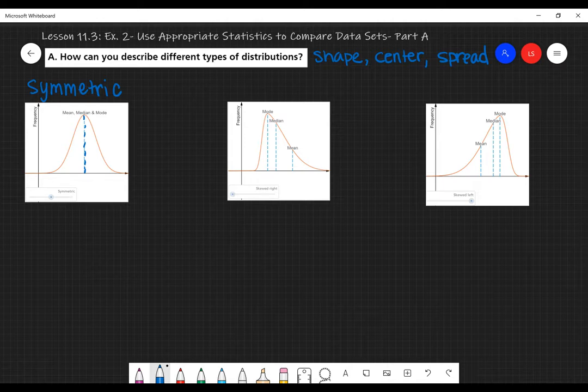When you're looking at a symmetric distribution, your measure of center is going to be your mean, your average. And when you're looking to determine the spread, you're going to use the standard deviation.